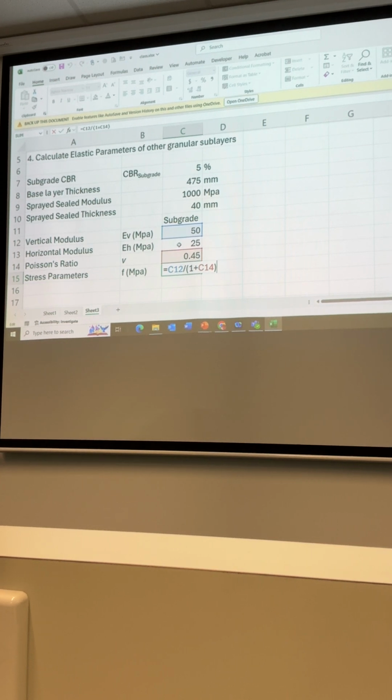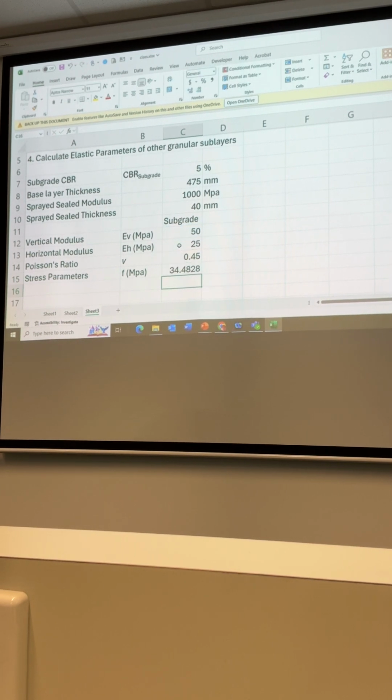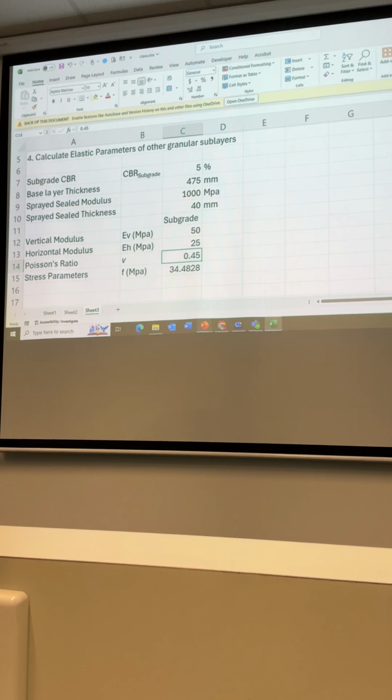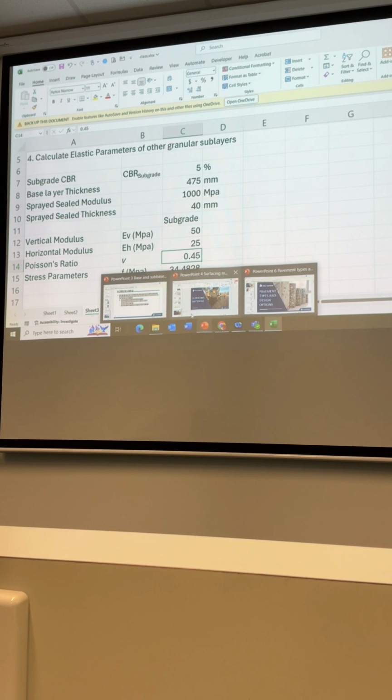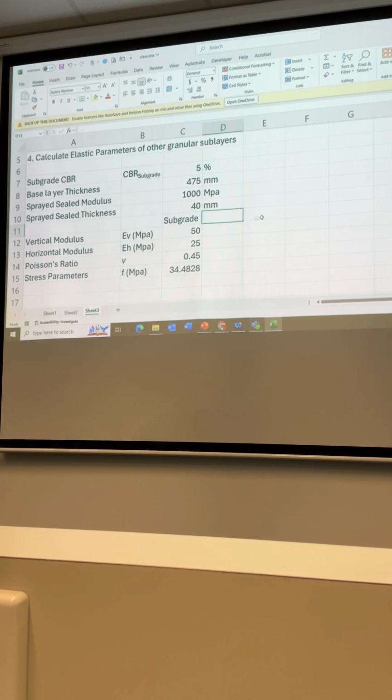So, let's do, sorry, which one is the Poisson ratio? The Poisson ratio, 0.45. It's a value. It's always 0.45 for the subgrade. Now we are going to do the base layer material. But for the base layer material, remember that we need to divide it in 5 equal distance layers. So we have to divide it into 5 little sub layers.